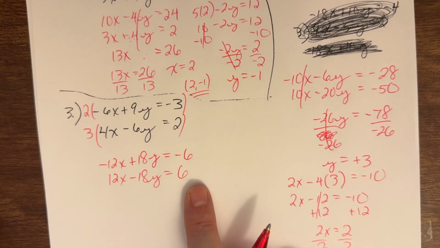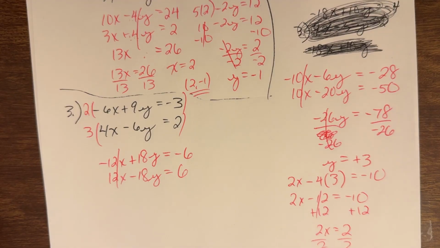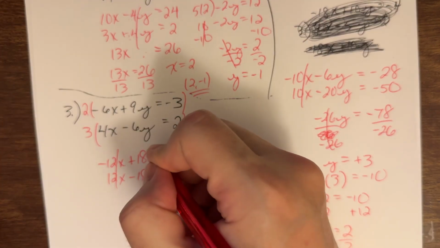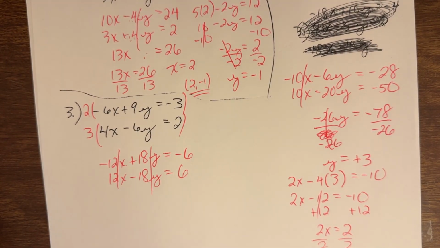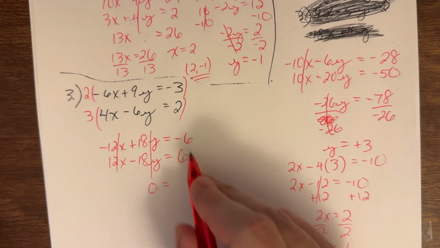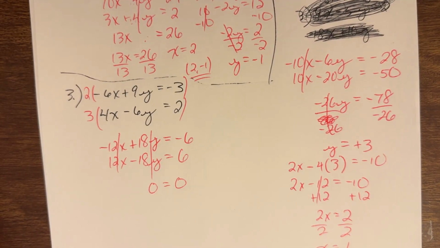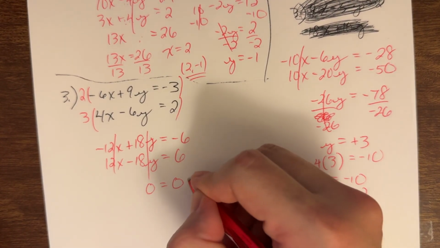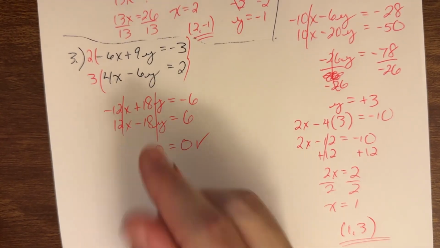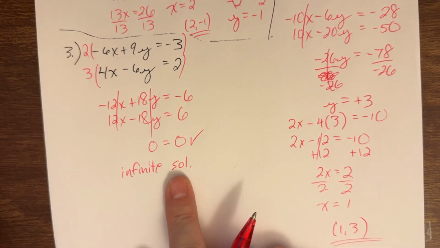I was aiming to eliminate my x's, and that happened. But coincidentally, while I was eliminating my x's, I also eliminated my y's. Number 3, we're looking at one of our special cases. But which one is it? Everything canceled on the left. That gives me a 0. Here, everything also cancels on the right. Minus 6 plus 6 does give me 0. 0 equals 0 is a true statement. That leads us to the infinite solution situation.